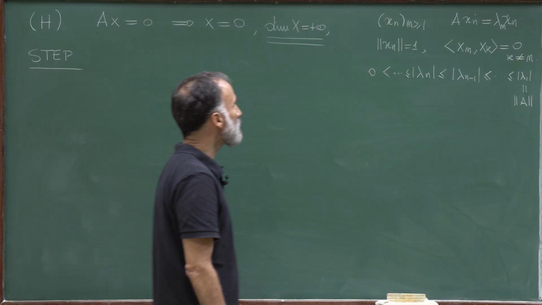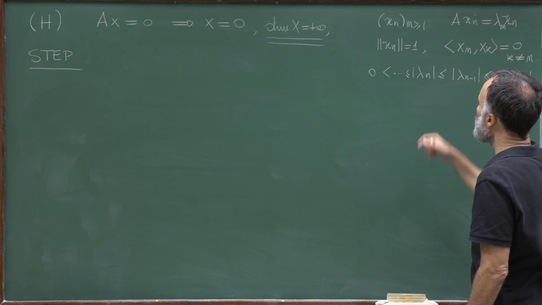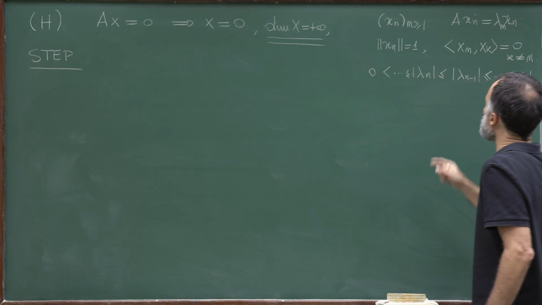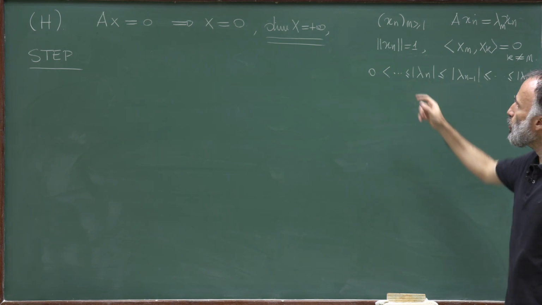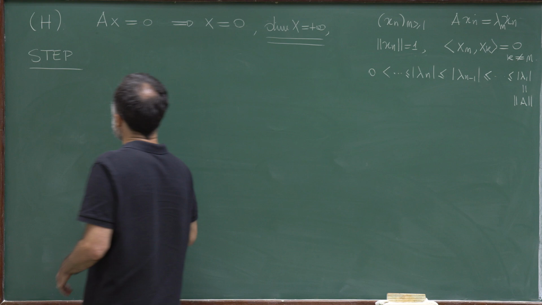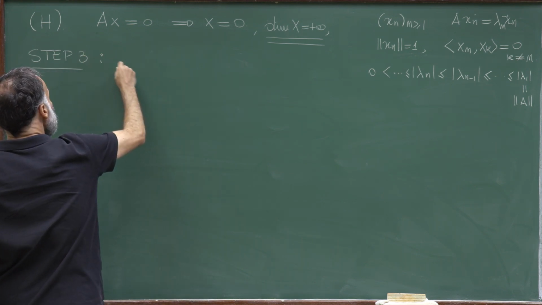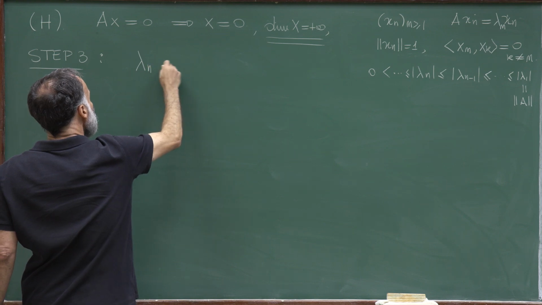So I just recall here what we proved. We proved that we have a countable family xn. I'm assuming that the dimension is infinite. We have a countable family of eigenfunctions xn. I'm calling lambda n the eigenvalues. These eigenfunctions have norm equal to 1. They are orthogonal two by two. And the eigenvalues are decreasing. So the absolute values of the eigenvalues are decreasing. The largest one has absolute value equal to the norm of A. And they are all strictly positive. So now what I claim in step 3 is that these eigenvalues converge to 0.